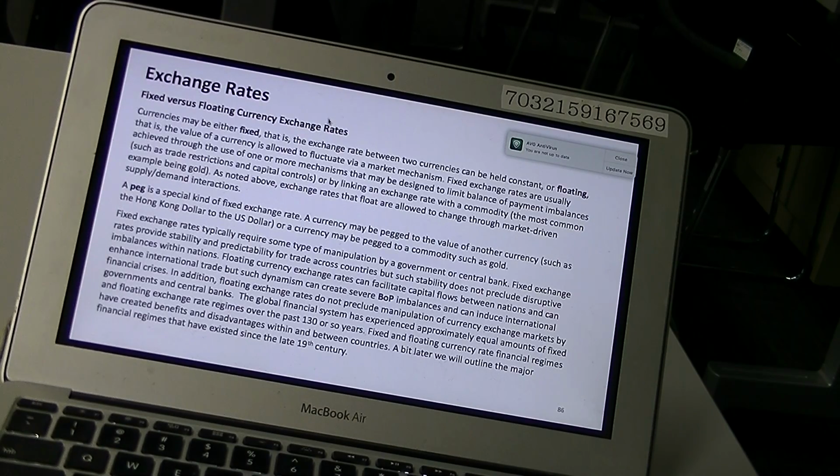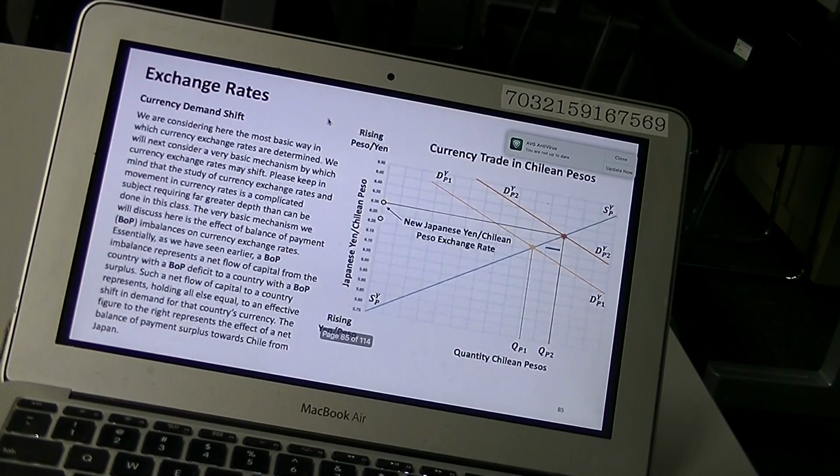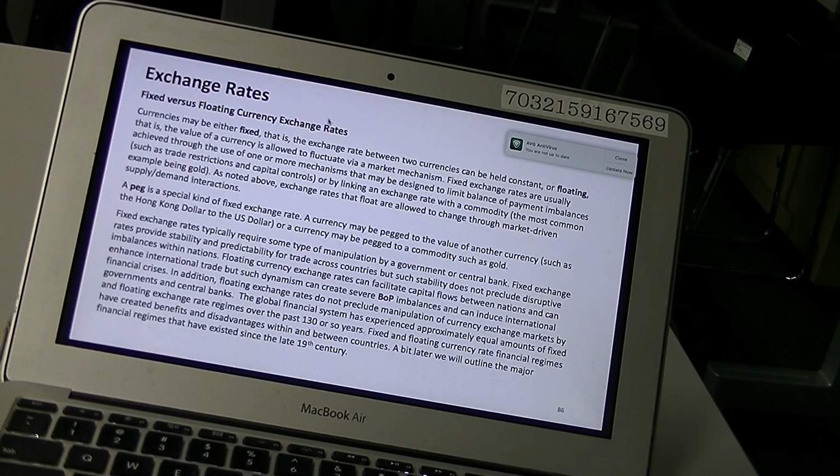And there's two ways in which currencies are determined. One is a fixed exchange rate. A fixed exchange rate is when two currencies are basically held constant, where the values of the currencies are in general not allowed to change in the short run. And the other is what's called a floating exchange rate, where the value of a currency is allowed to fluctuate in a market. Now, I've showed you here the idea that currencies exchange in a market, but they can also be fixed.